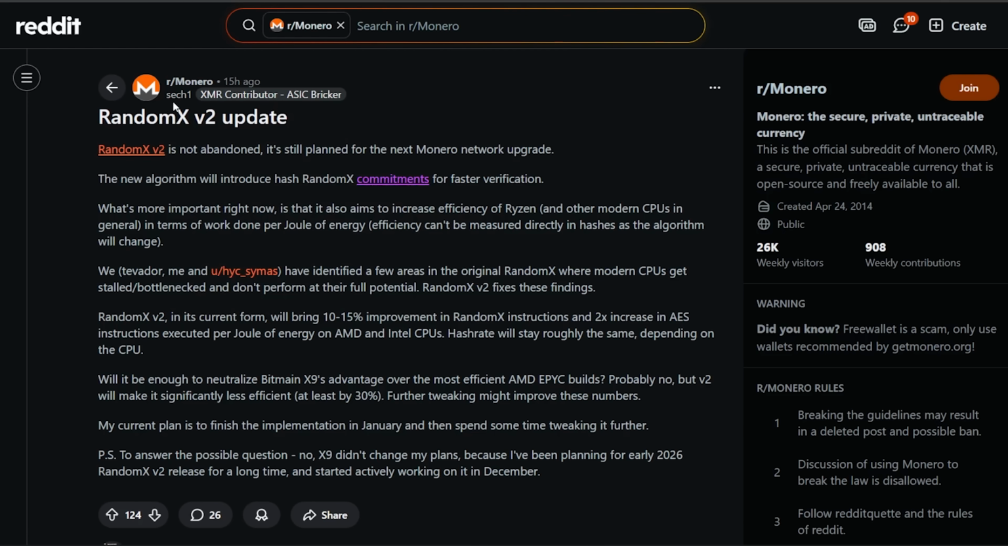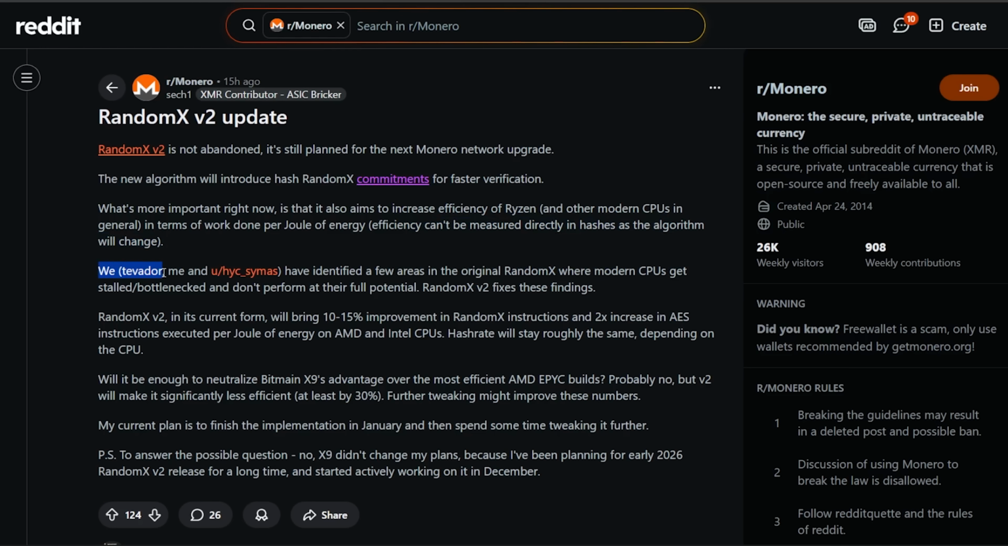According to this Reddit post, let's just read this real quick here. This is from SECH1. I believe he's one of the contributors to the RandomX algorithm. It's still planned for the next Monero network upgrade. The new algorithm will introduce hash RandomX commitments for faster verification. What's more important right now is that it also aims to increase efficiency of Ryzen and other modern CPUs in general, in terms of work done per joule of energy. Efficiency can't be measured directly in hashes as the algorithm will change.